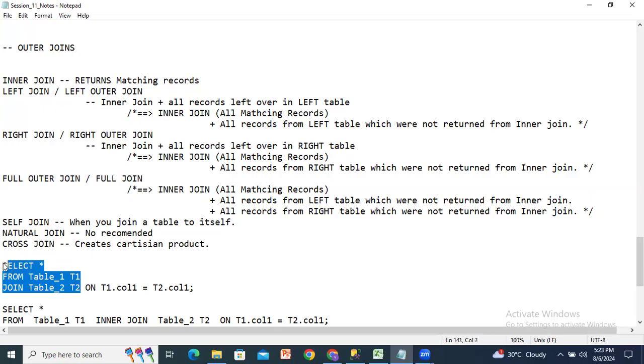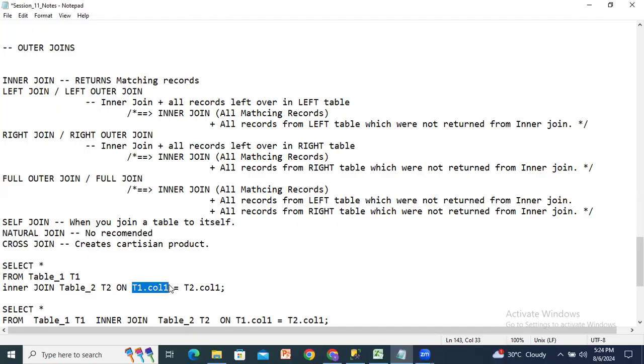So up to this part we are using the join. Select star from table 1 T1 join table 2 T2. This is called the inner join. Whether you write inner join or write only join, the concept is the same. How the join works is based on the condition, the ON condition. In table 1, T1 dot column 1.